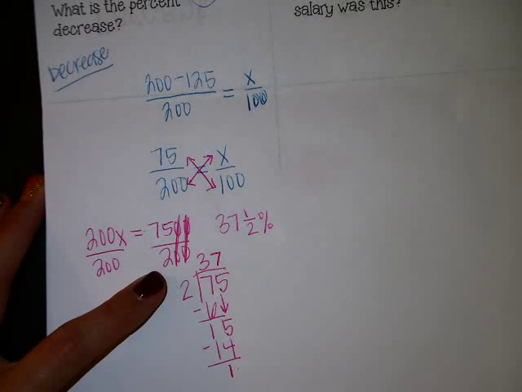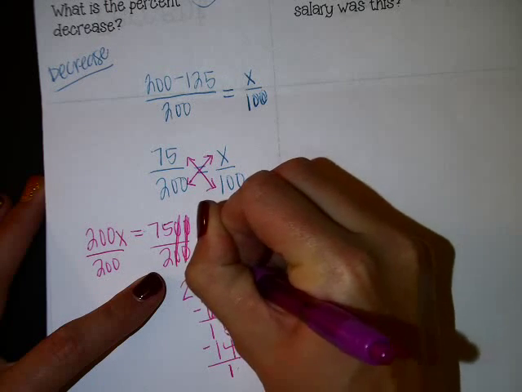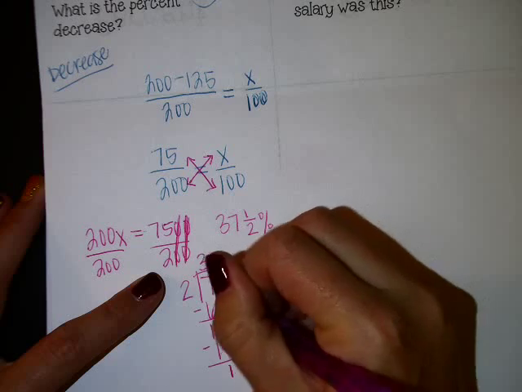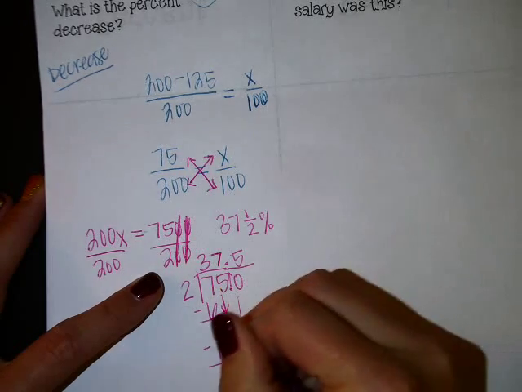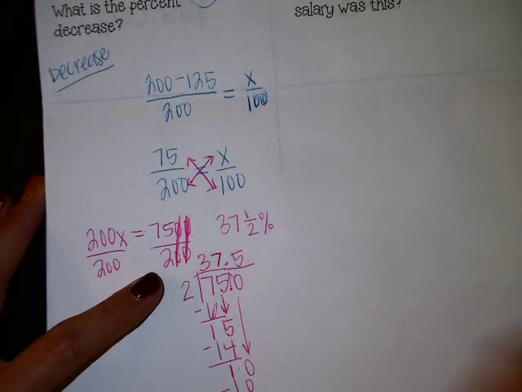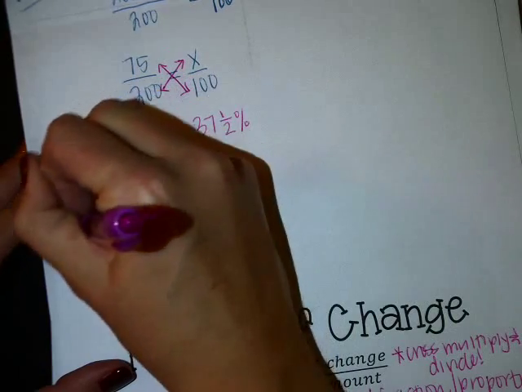Or I can keep going. I can add a decimal. If I add a decimal there, I'm going to carry it straight up and add another 0 and drop this 0 down. 2 can go into 10 5 times, and it gets exactly 10. And that would give me 37.5%.